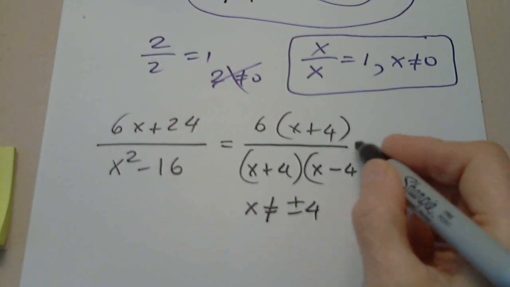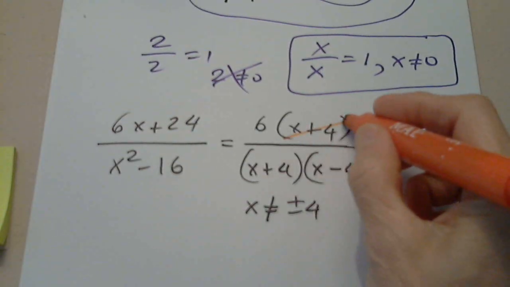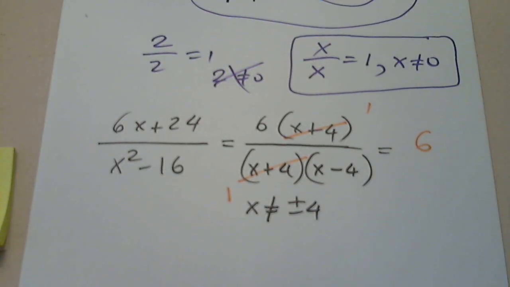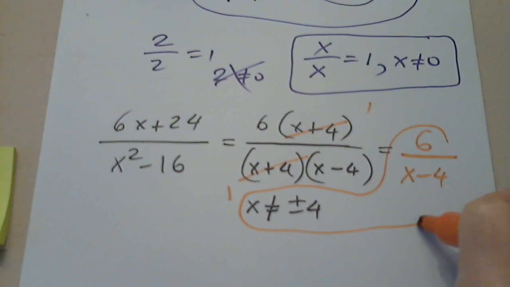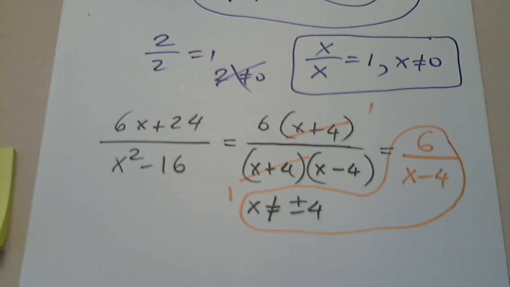Good. And now, what common factor from the top and the bottom can we simplify? X plus 4. X plus 4 is a common factor. So we simplify. 6 divided by x minus 4. The correct answer is this. The simplified form is indeed 6 over x minus 4, as long as x is never plus or minus 4. If it is either one, the expression does not exist, or it's undefined. So it's indeterminate.